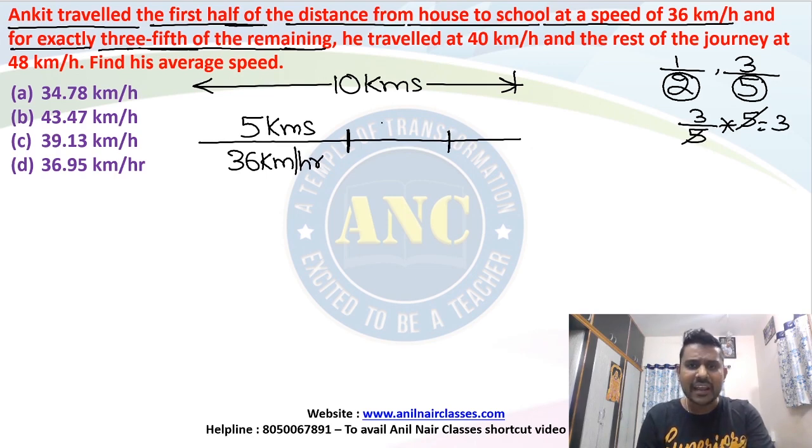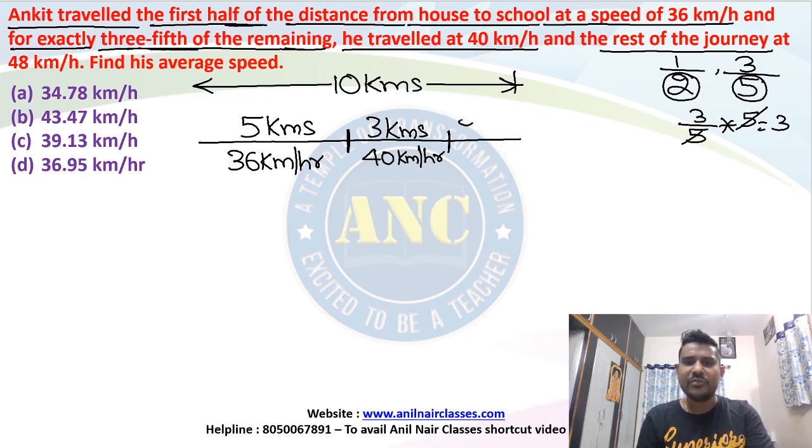That means another 3 kilometers, Ankit traveled at the speed of how much? 40 kilometers per hour, right? 40 kilometers per hour. And the rest of the journey is how much? Another 2 kilometers only to reach his school from home, right? So the rest of 2 kilometers he traveled at 48 kilometers per hour speed. Find the average speed of the entire journey is the question. Exactly same to same question.